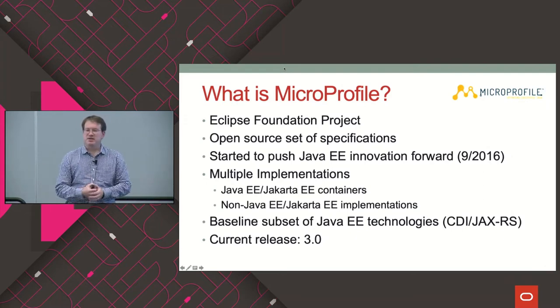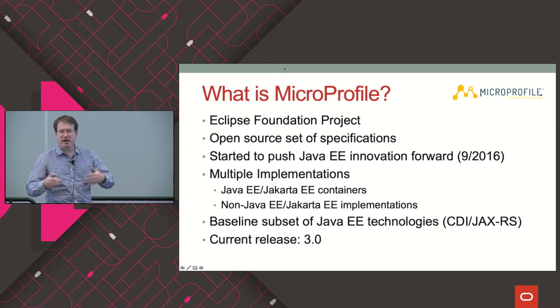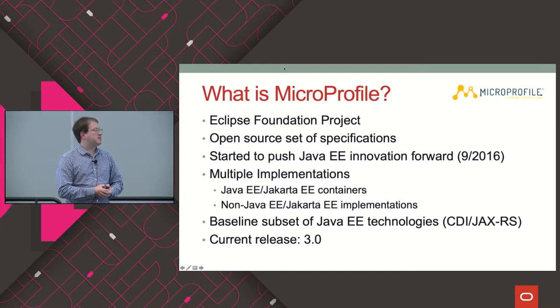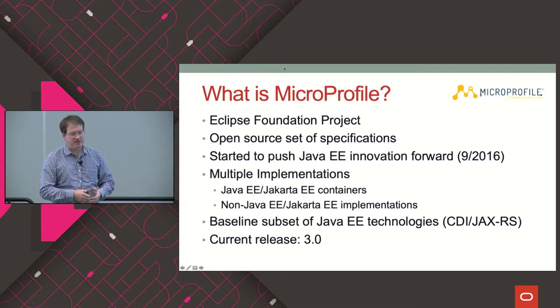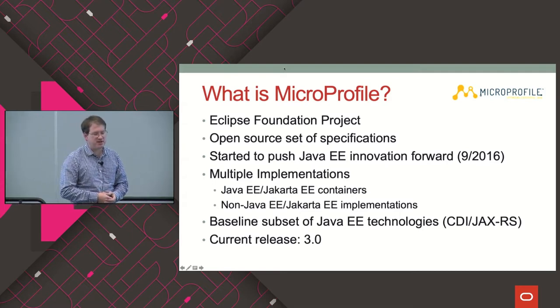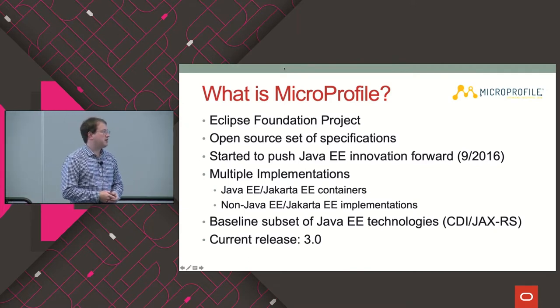They have different characteristics. Some of them, for example, run on GraalVM compiled code and are an excellent place to actually write microservices. The baseline subset of Java EE technology served as the first release, so the first release of MicroProfile started out with CDI, JAX-RS, et cetera. The current stable release as of, I think, 2 months ago is now MicroProfile version 3.